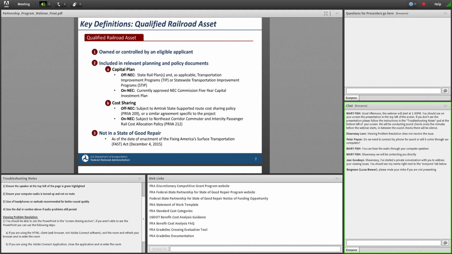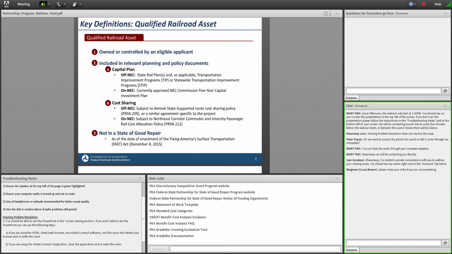The other key definition I want to walk through is the definition of a qualified railroad asset. This is a multi-part definition. The first part is that to be a qualified railroad asset, you need assets that are owned or controlled by an eligible applicant. We'll discuss the eligible applicants in a moment. Ownership is relatively straightforward, but when it comes to control, that means control over the project, typically through agreements indicating the management or decision-making authority that the applicant has over the assets. The point is that you must demonstrate that the proposed benefits can be delivered and sustained over time.